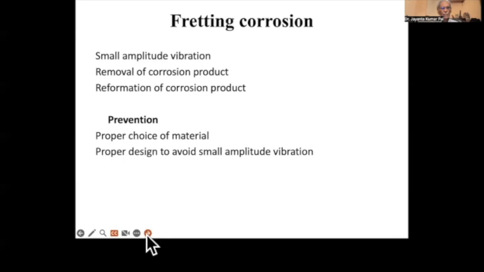So in many cases, we cannot avoid the amplitude or vibration. So again, the choice of material here is important. And again, to some extent, coating may be helpful.